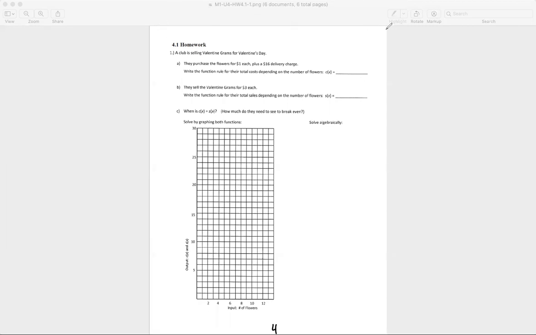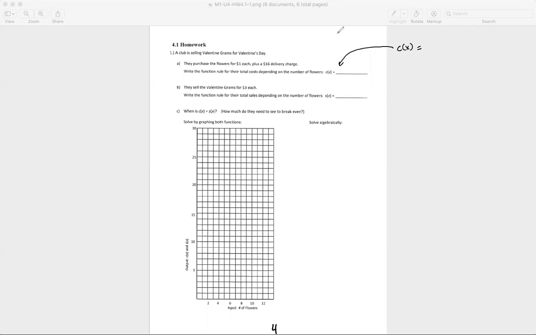For 4.1 homework, the first question says, a club is selling Valentine grams for Valentine's Day. They purchase the flowers for $1 each, plus $16 delivery fee or delivery charge. Write the function rule for their total cost depending on the number of flowers. So C of x, right? I'm writing C of x, this should go here, right? C of x equals. So remember, there's a fixed cost, which is what? Which is the delivery charge. That doesn't change, it will be $16.